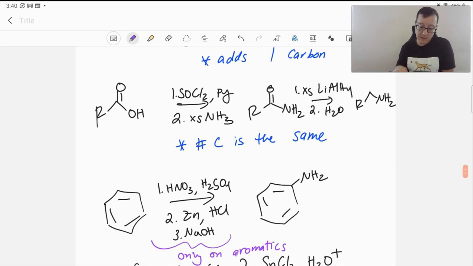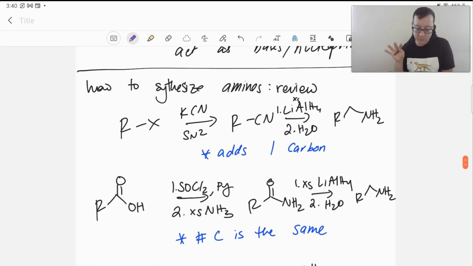We cannot, these other reactions won't work on aromatics. I mean, I guess the carboxylic acid one will, that's not a problem. But for example, KCN, we can't do an SN2 on an aromatic compound, right? We would need to use some sort of aromatic substitution, nucleophilic aromatic substitution instead. So we can't do SN2 specifically.